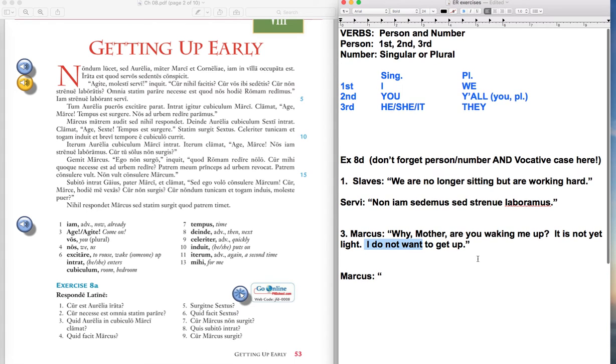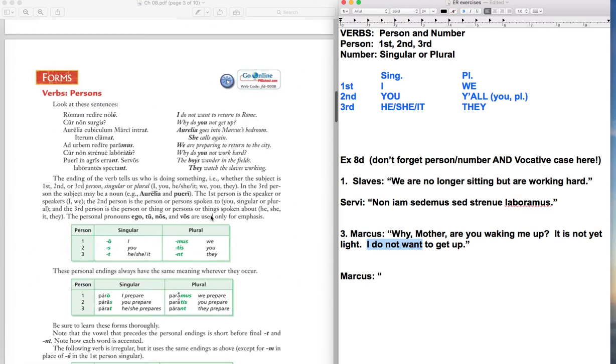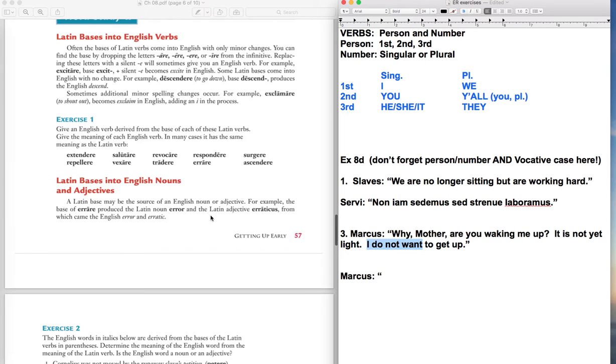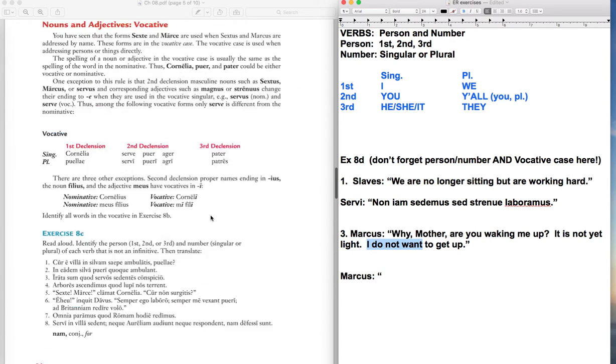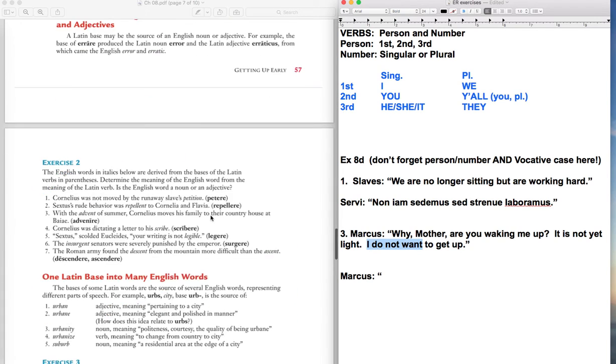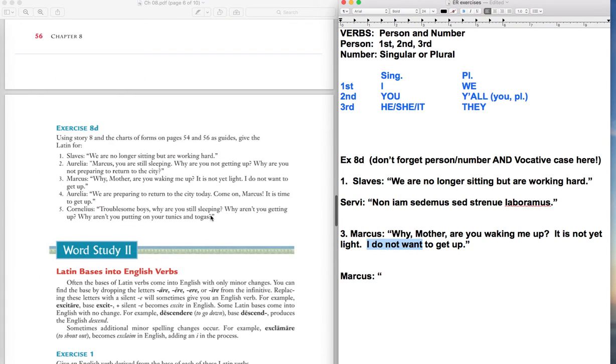So we got three verbs. Mother, you are waking. It is light. And I do not want. And that must have been last chapter, I'm thinking. Forgive my delay here. Okay. I'm just gonna go back to the exercise. Okay. So three verbs, as I say.